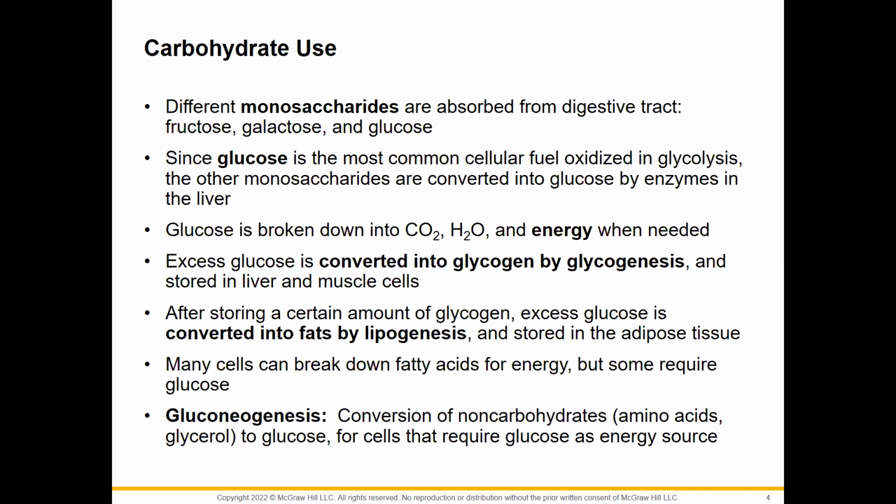So let's talk about carbohydrate use. Different monosaccharides are absorbed from the digestive tract. You have fructose, galactose, and glucose. Glucose is the one that we hear the most, but fructose and galactose are also monosaccharides that our bodies utilize as often as we eat them. Since glucose is the most common cellular fuel oxidized in glycolysis, the other monosaccharides, fructose and galactose, are converted into glucose by certain enzymes located in the liver.